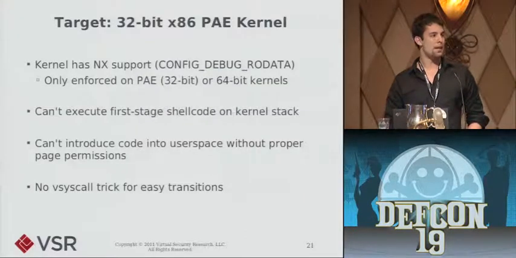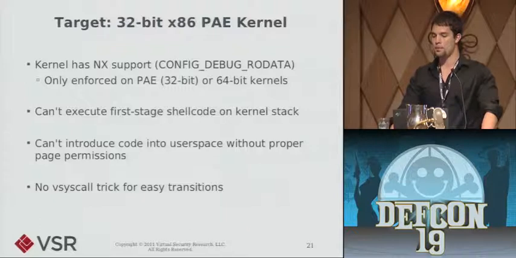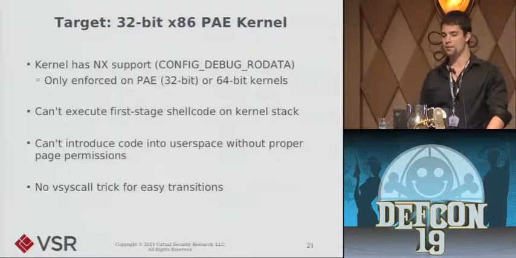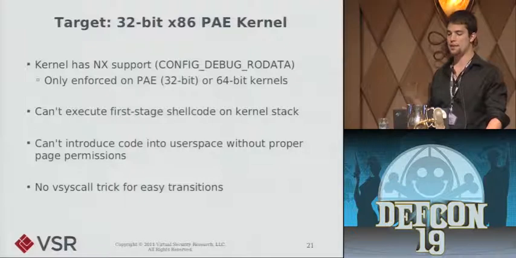Before we start talking about how to write this exploit or what the bug is, the target system that I'm going after, I'm using a 32-bit x86 physical address extension kernel. And the PAE component is significant because it means the kernel now has NX support, as in the kernel stacks and kernel heap, kernel data are all now non-executable. So we can't just execute code on the kernel stack immediately without doing something first.